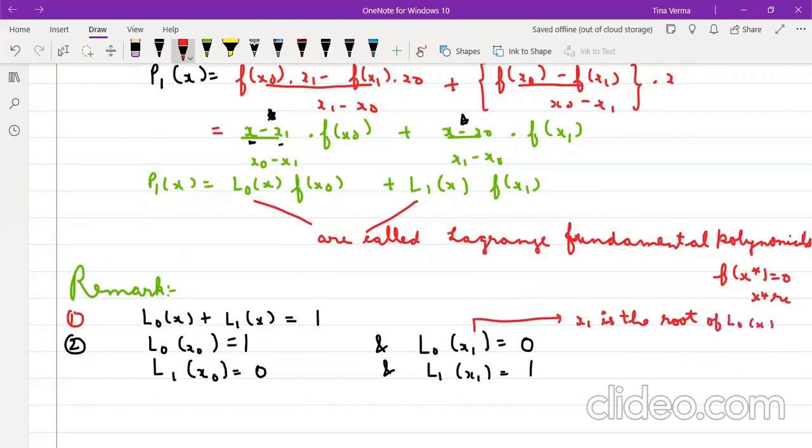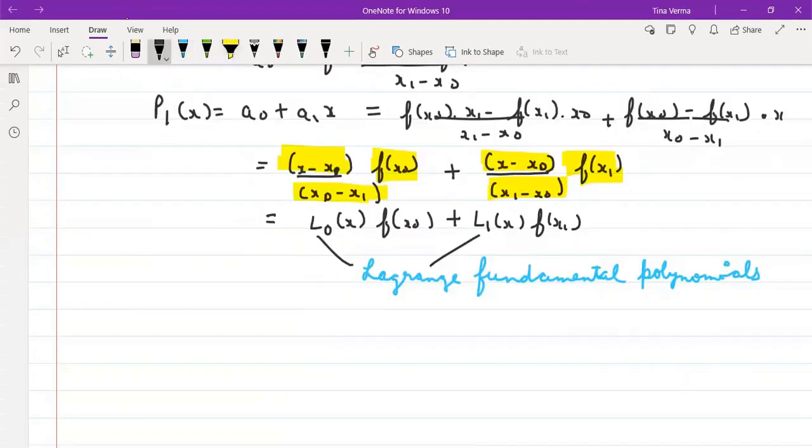of L naught x, and from here you can conclude that x naught is the root of L1, right?